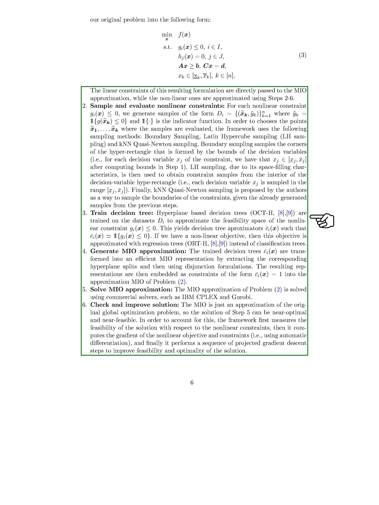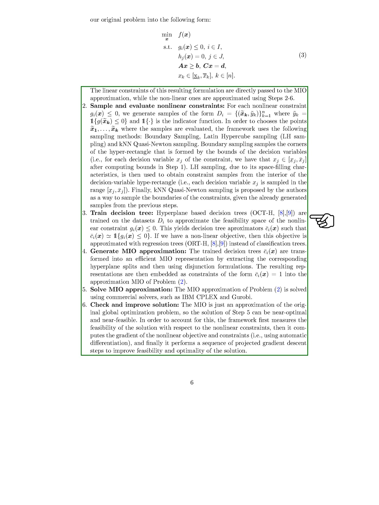2. Sampling and evaluating nonlinear constraints. For each nonlinear constraint, we generate samples. To choose the points where the samples are evaluated, we use three sampling methods: boundary sampling, Latin hypercube sampling, and KNN quasi-Newton sampling. Boundary sampling samples the corners of the hyperrectangle formed by the bounds of the decision variables.